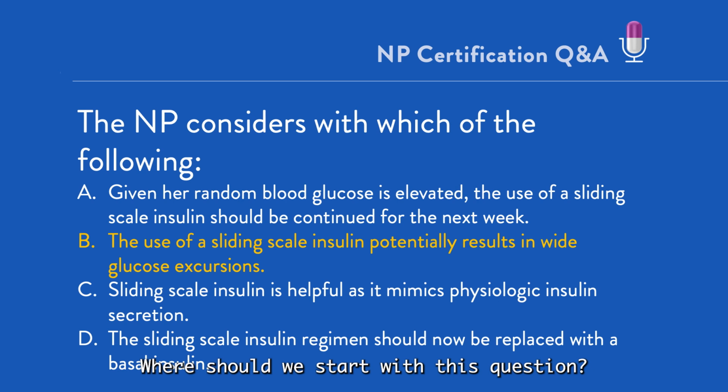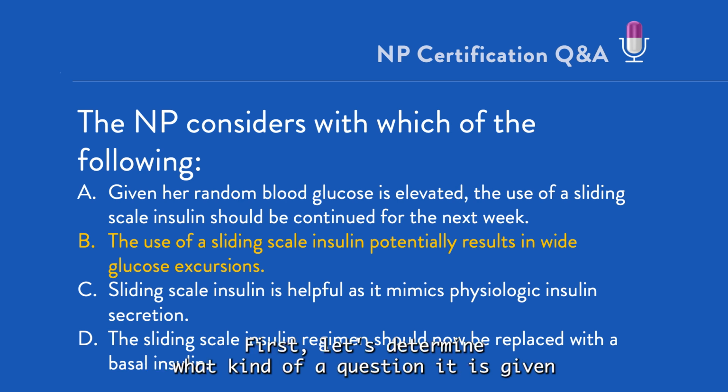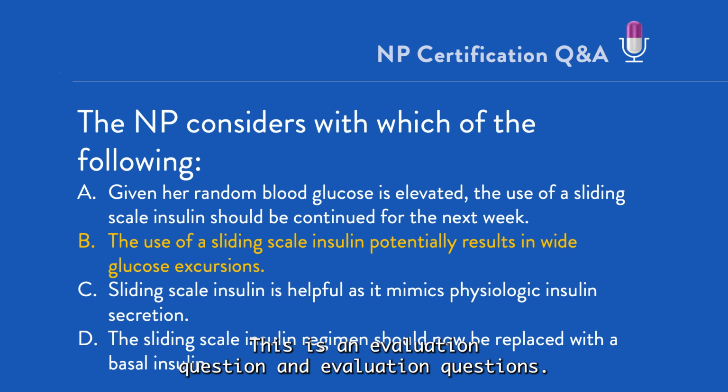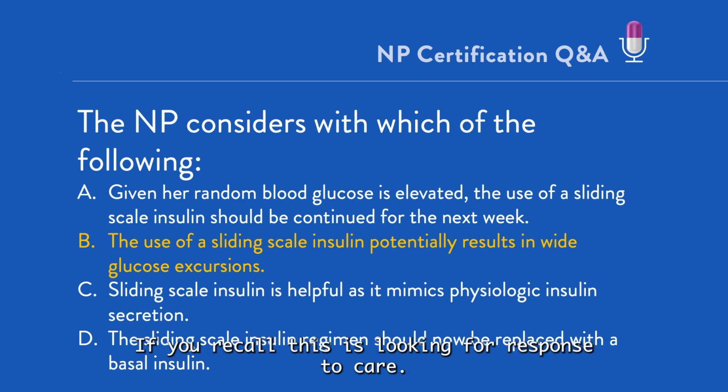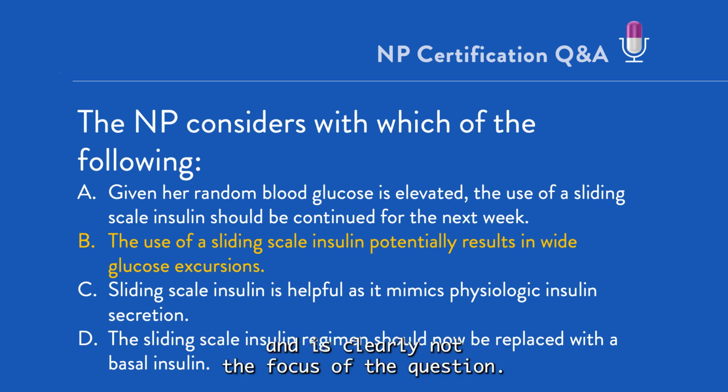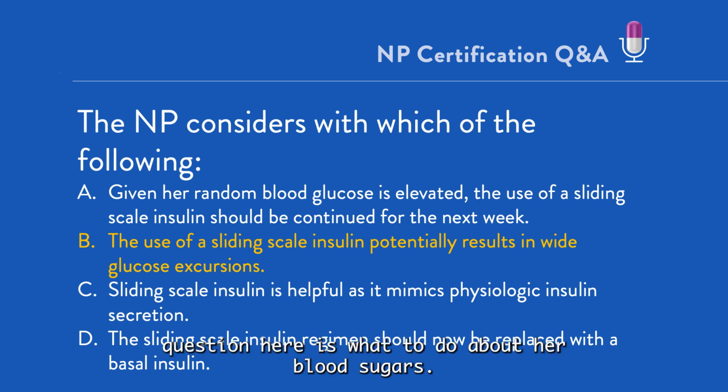Where should we start with this question? First, let's determine what kind of a question it is. Given the person has been diagnosed, treated, and is being seen in follow-up, this is an evaluation question. In evaluation questions, if you recall, this is looking for response to care. Interestingly, her current pneumonia diagnosis is barely mentioned here and is clearly not the focus of the question. The real focus of the question here is what to do about her blood sugars. Should she be on a sliding scale insulin or not?